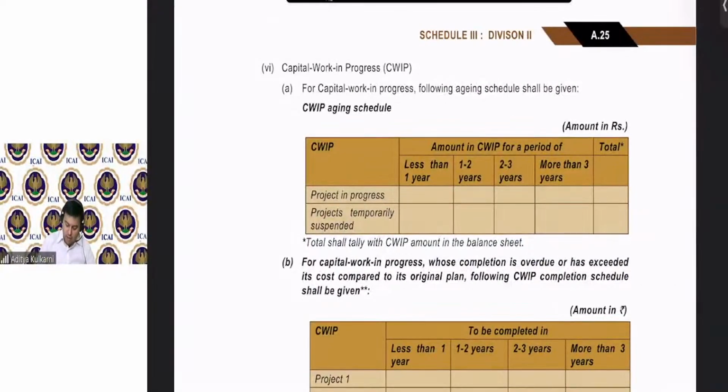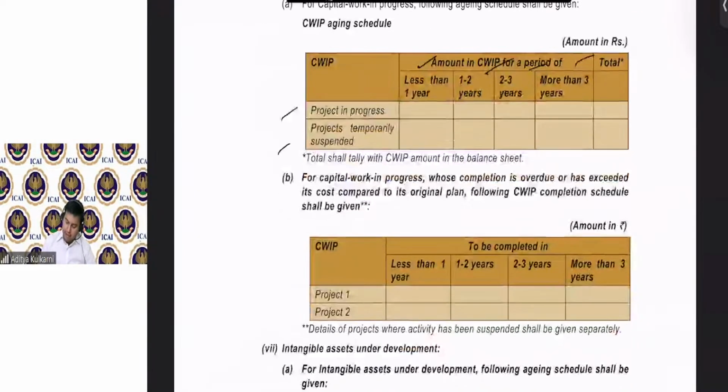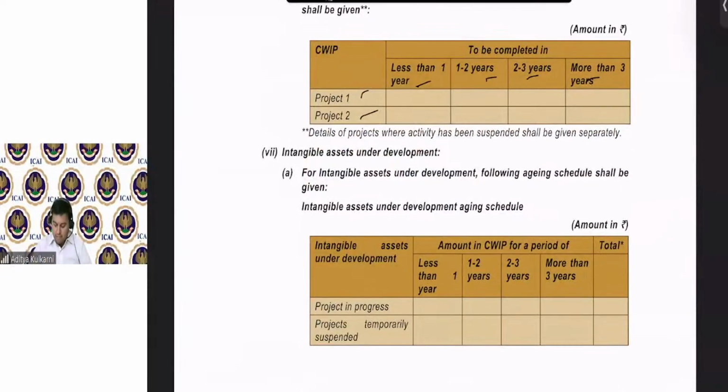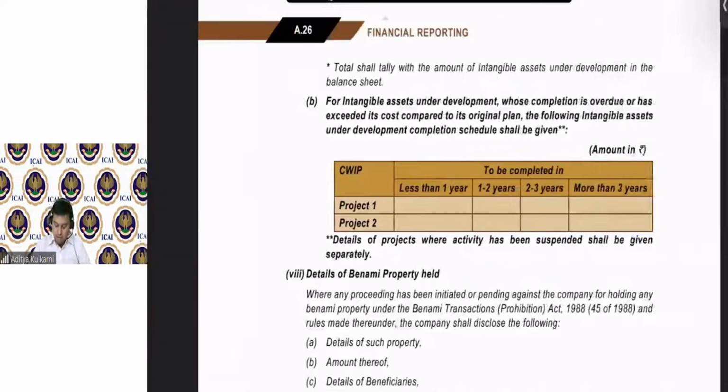CWIP aging schedule is something that has come now. So projects in progress and projects which are temporarily suspended, you will disclose that separately. For CWIP whose completion is overdue or has exceeded its cost, the following CWIP completion schedule shall be given: to be completed in how many years and what are the projects. Okay. Intangible assets under development, a similar presentation follows.